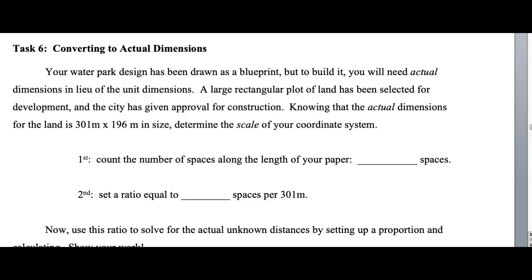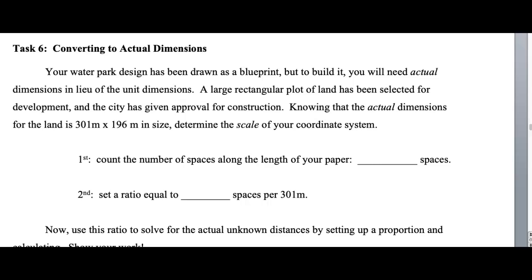All right, so we are moving right along in our project. We are moving on to task 6 today, converting to actual dimensions. Your water park design has been drawn as a blueprint, but to build it, you'll need actual dimensions in lieu of the unit dimensions. So we're going to take that blueprint and convert it into actual life-size dimensions.